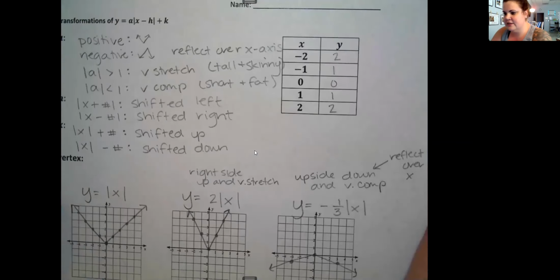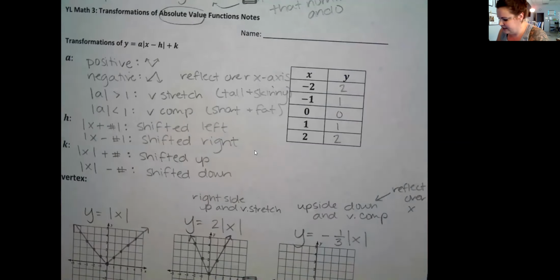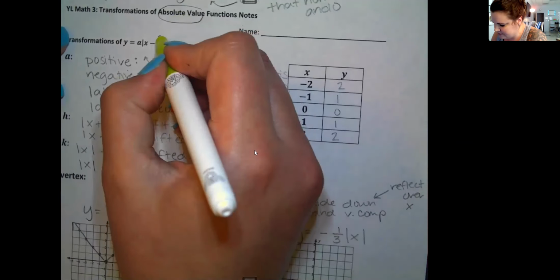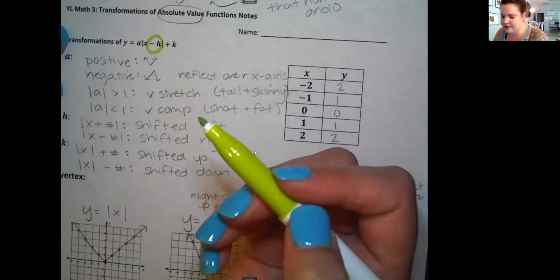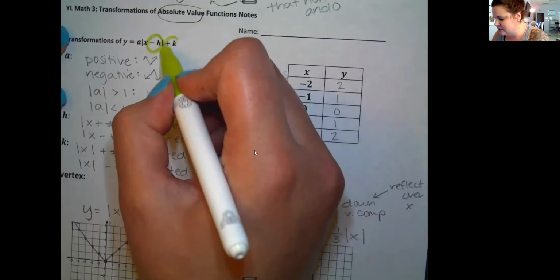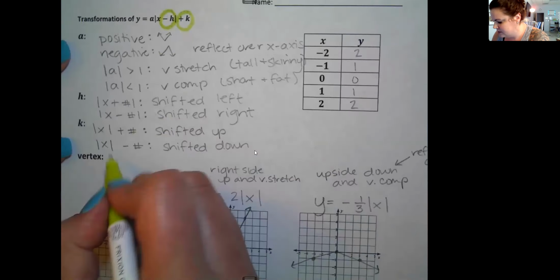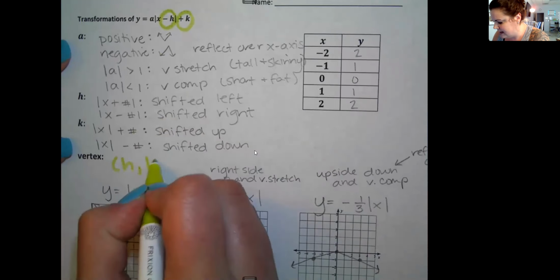So the way that I find the vertex is I go up here and I do the opposite of this number. So if it's positive, I do negative. If it's negative, I do positive. And then I do exactly the same as that number. So the vertex is always h, k.